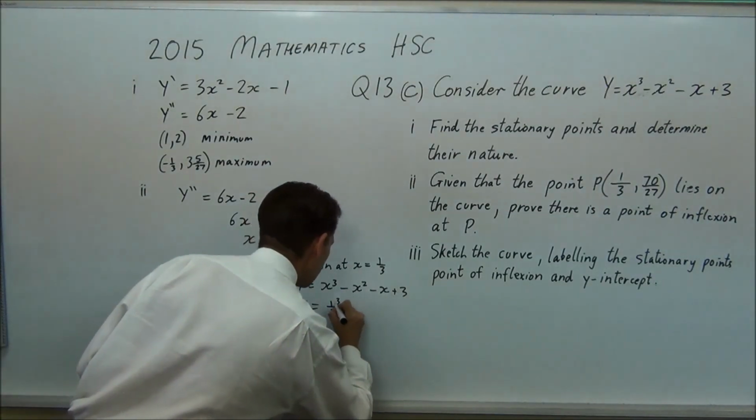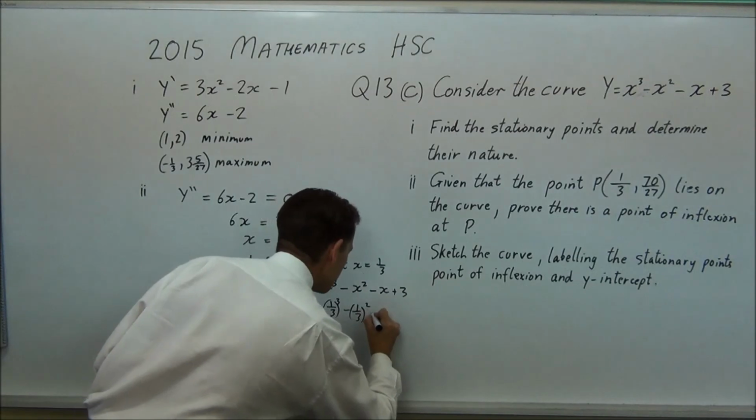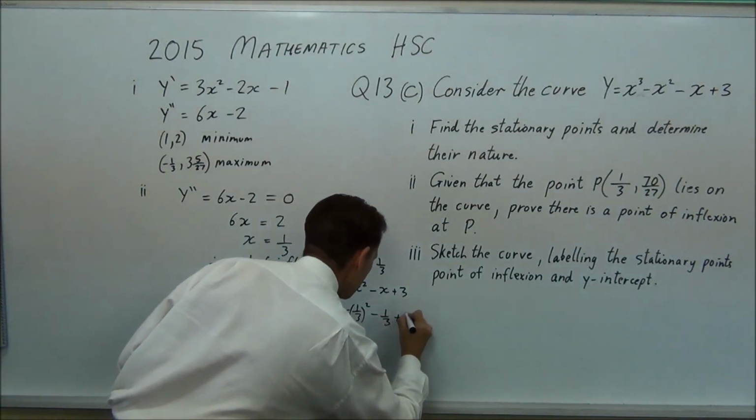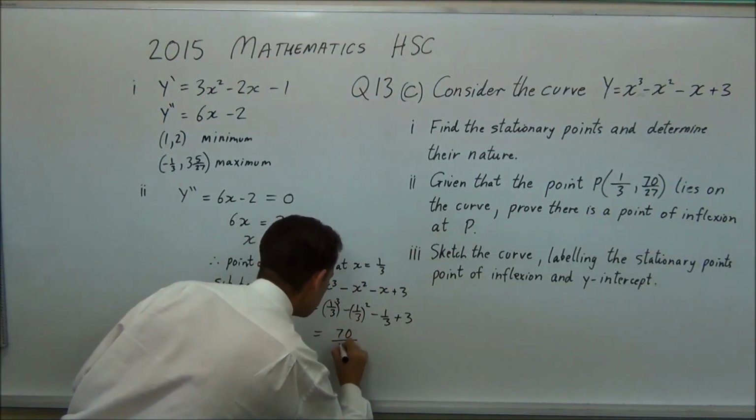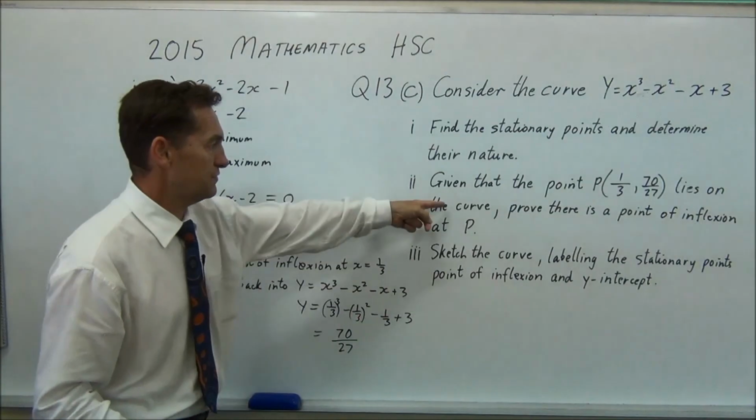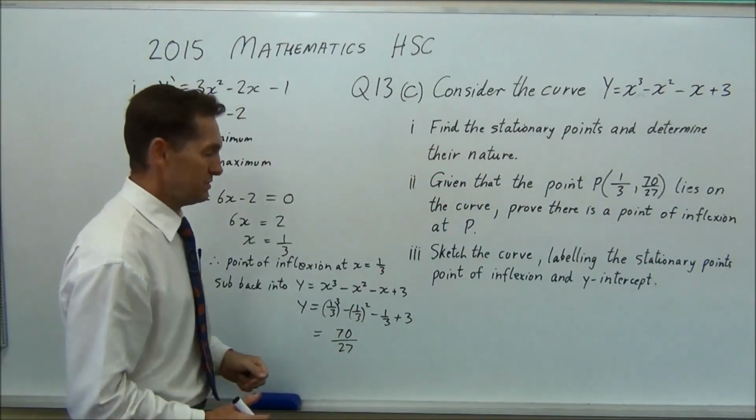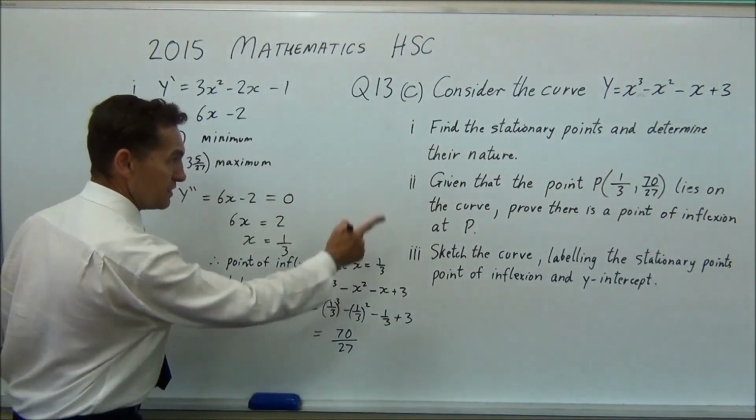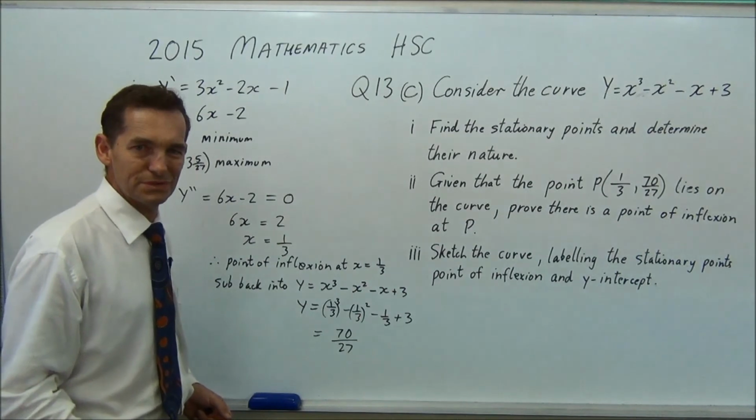You'd sub it back into that equation: 1/3 cubed minus 1/3 squared minus 1/3 plus 1/3 equals, and it's going to equal 70 on 27. And so you've actually proved that, because you've started here, you haven't started with the point. So you can say, therefore, that point is the point of inflection. And you're done for part 2.